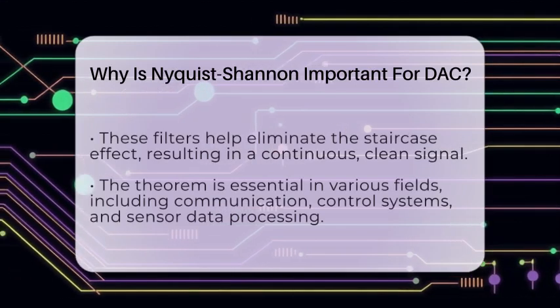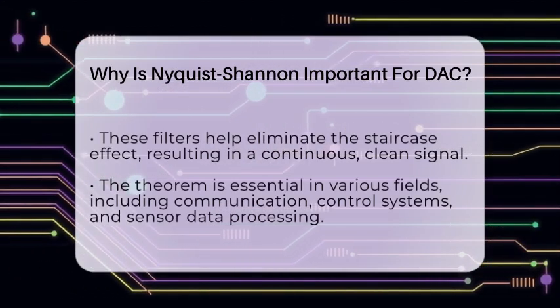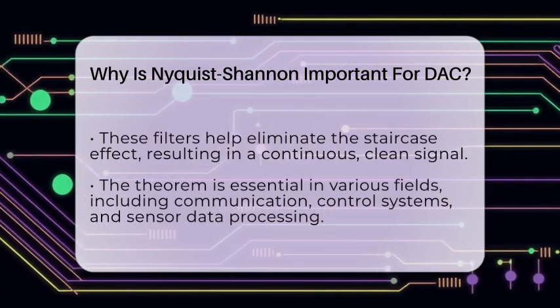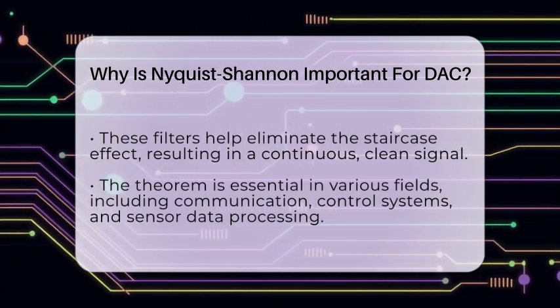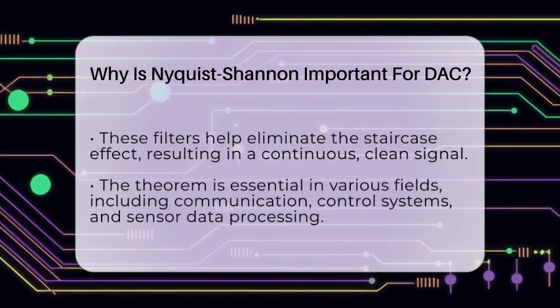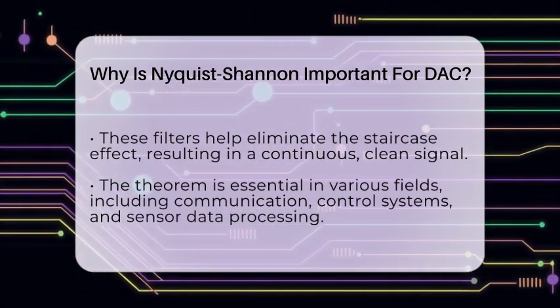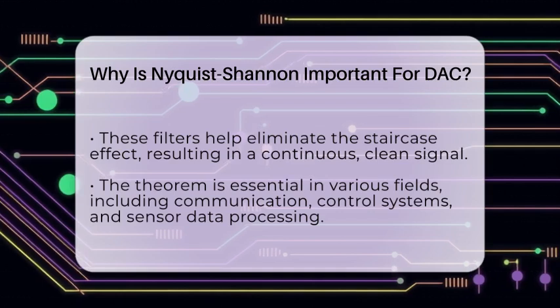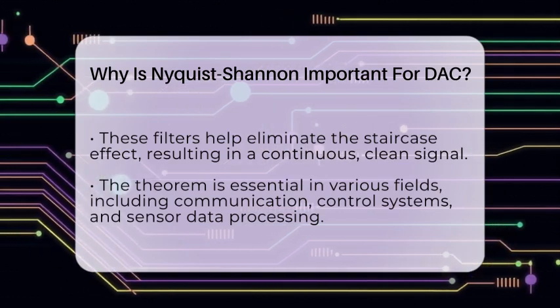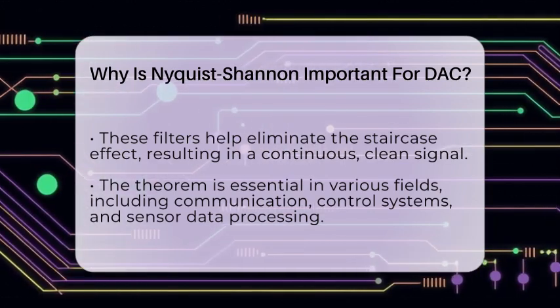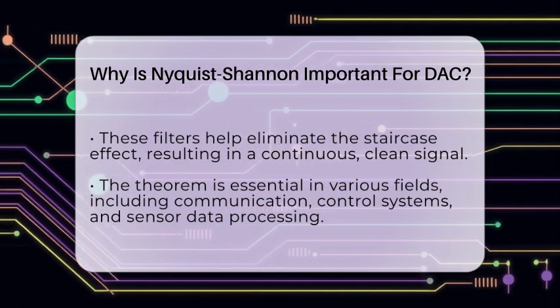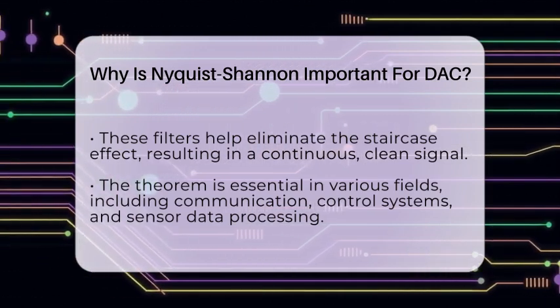After the digital to analog conversion, engineers use special filters called low-pass reconstruction filters. These filters smooth out the stepped waveform created by the digital samples. Without these filters, the output would look like a staircase, which is not what we want. The filters remove the high-frequency images that sampling creates, leaving a clean, continuous signal.